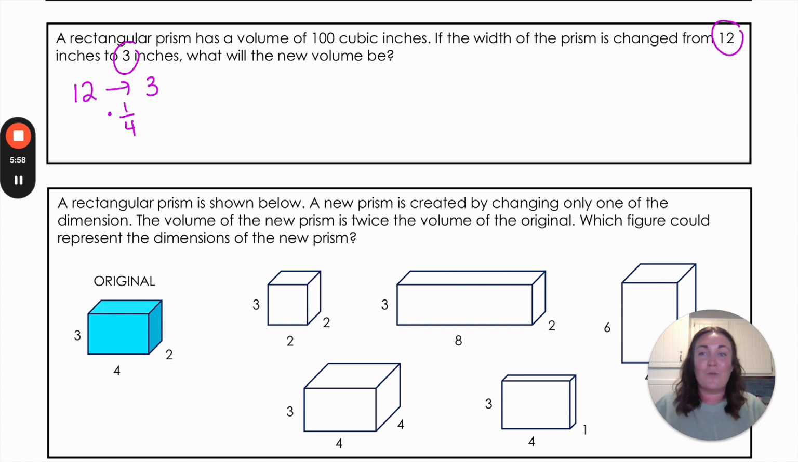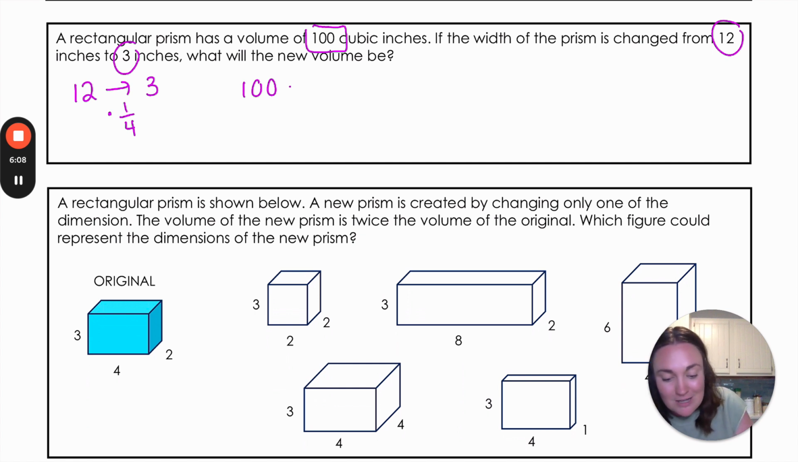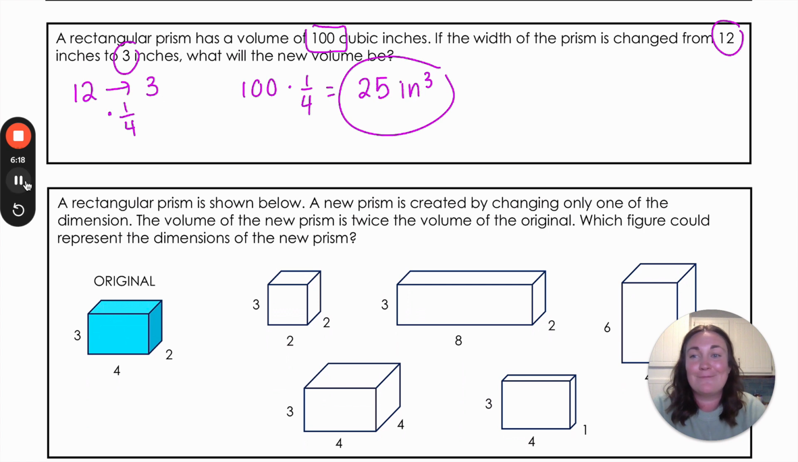So we have this 1/4 of the size. So we're going to do the exact same thing with that original volume. If my original volume is 100, we know volume changes the same way. So I'm going to take 100 times 1/4, and 1/4 of 100 is 25. So our new volume is going to be 25 cubic inches.